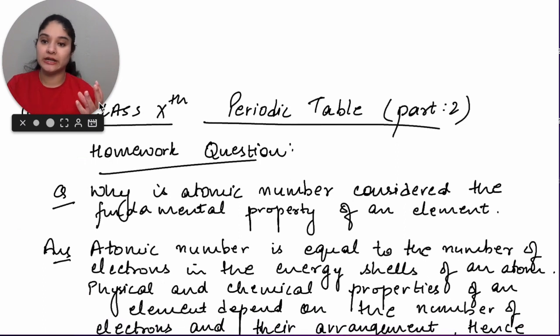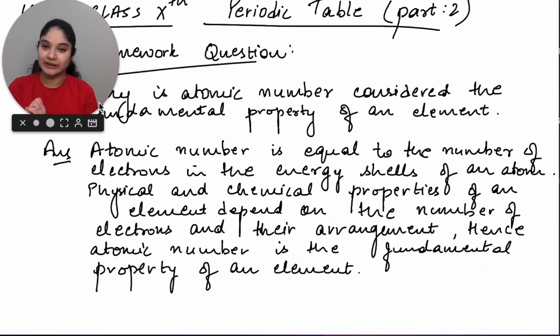The answer is that when we talk about atomic number, it can help you understand how many electrons you will have, and it can also tell you how many shells it will have. It can tell you the number of valence electrons that particular element has. So based on this information, you can easily identify the physical and chemical properties of that element. Therefore atomic number is considered the fundamental property of that element. The answer is mentioned on the screen right there. You can take a screenshot of it and write it down, whatever works for you.